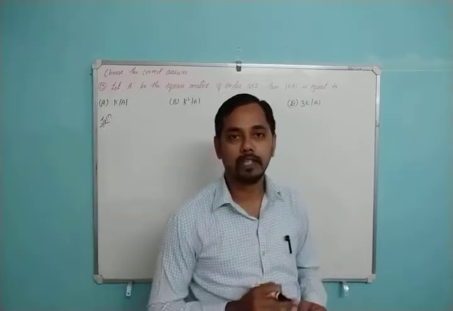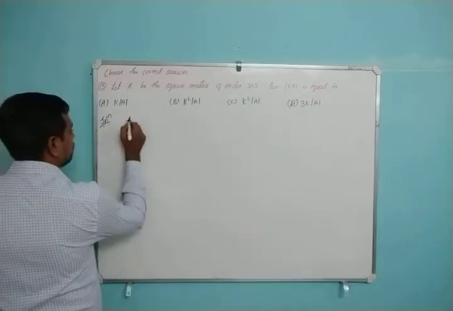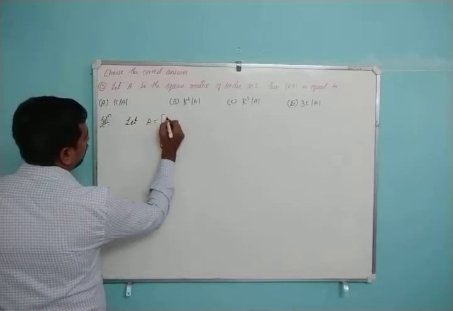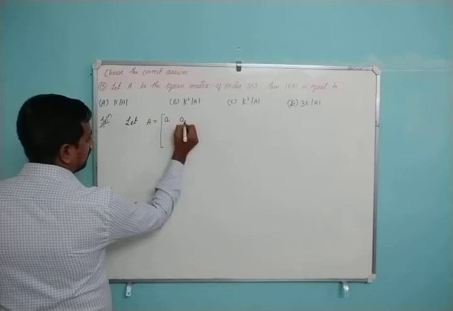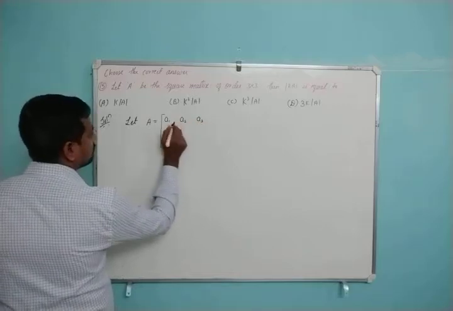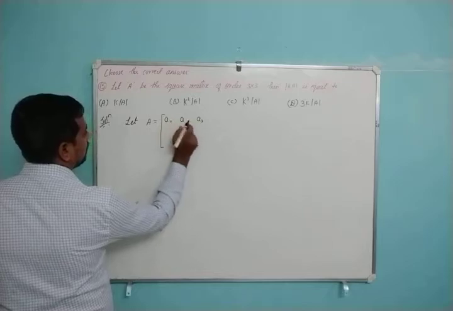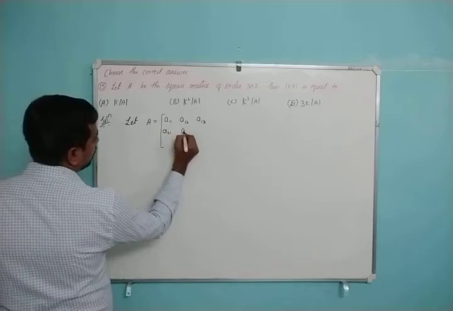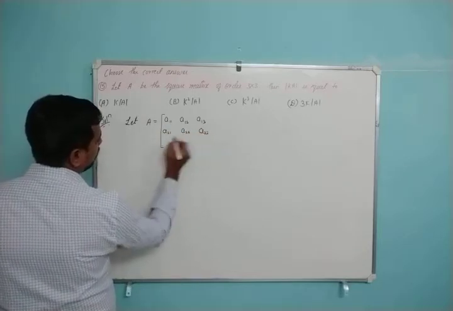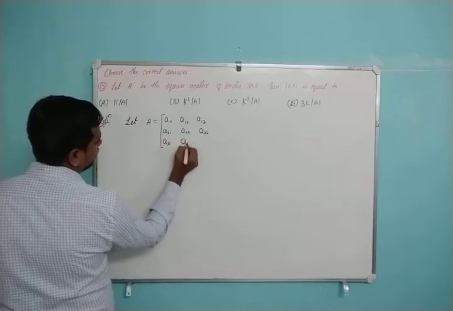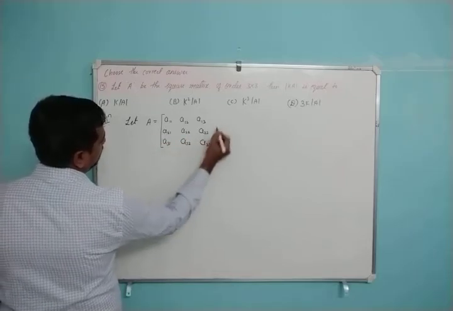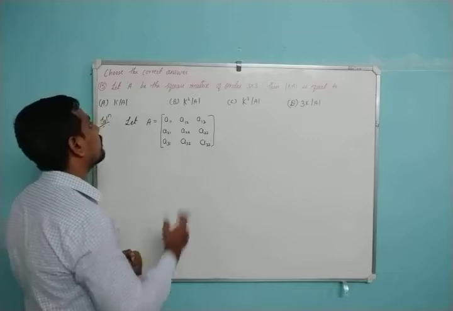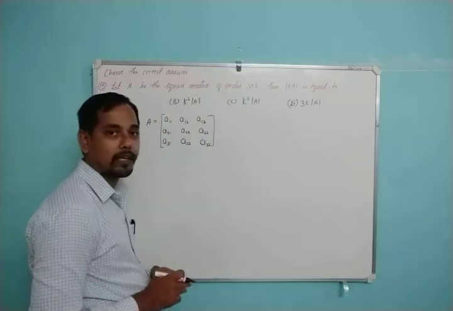As I said, you assume some general form. Let A be equal to A11, A12, A13, A21, A22, A23, A31, A32, A33. Okay, this is our matrix A. Because they have given it as a 3 cross 3 matrix, I have assumed a 3 cross 3 matrix.